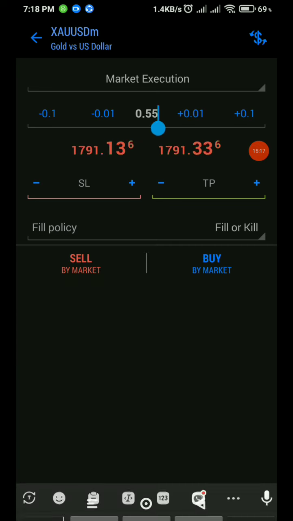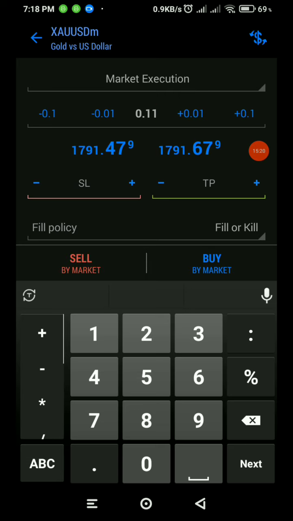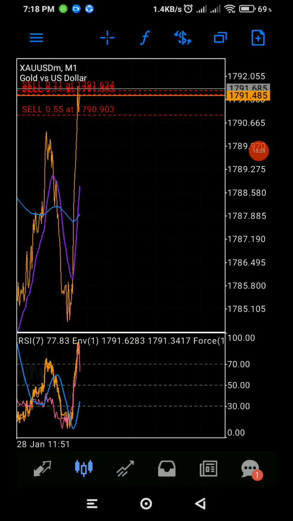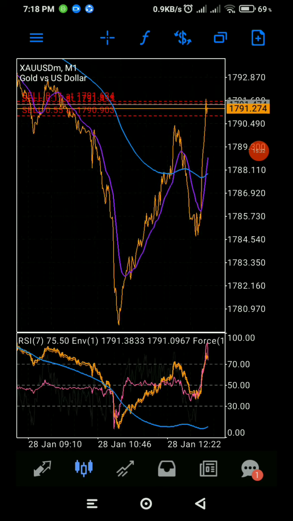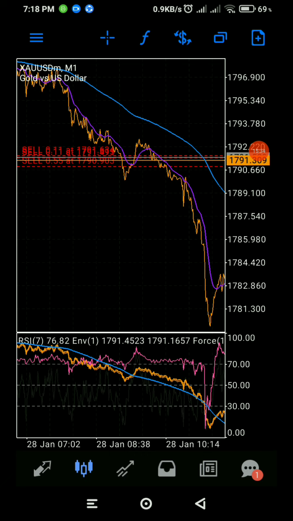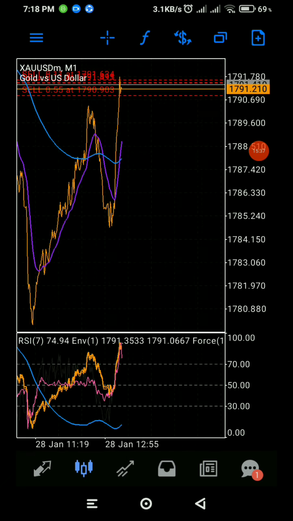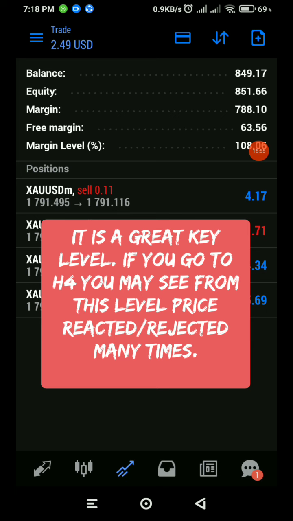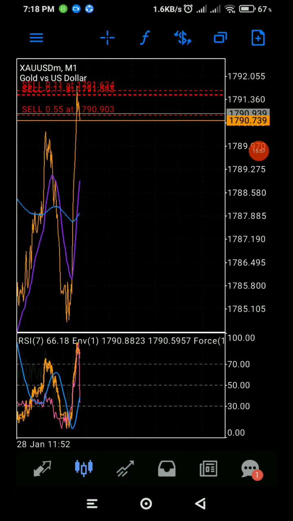And to recover loss, I just make some big lots of 0.55 and 0.1, and within a very short time I'm recovering all the loss. Here you will see that. So sell interest taken from this level for gold, and it is a great key level, because if you drag the main chart, you will see the previous confluence, previous levels.